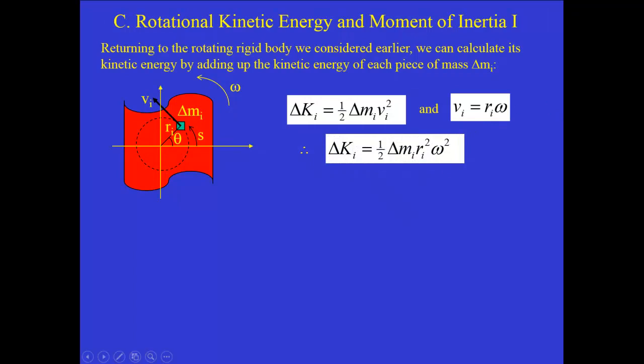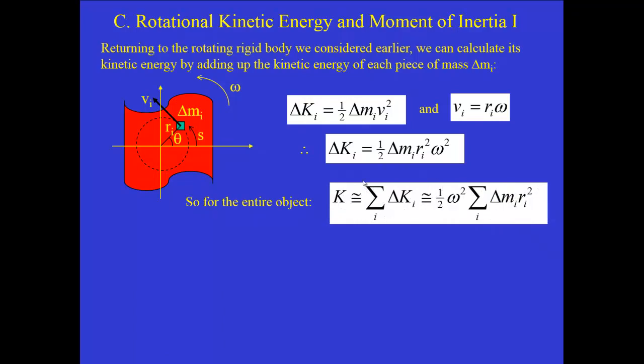So we now just substitute v sub i into this equation for kinetic energy, and you see what happens is this term omega is now present, and omega is the same for every piece on the object. v changes because the further a piece of mass is away from the rotation axis, the faster it's moving. But omega is the same for all the pieces. And this allows us, for the entire object, to write the sum of all of the kinetic energies of the pieces, these delta k sub i's, and add them all up to get the total kinetic energy of the object.